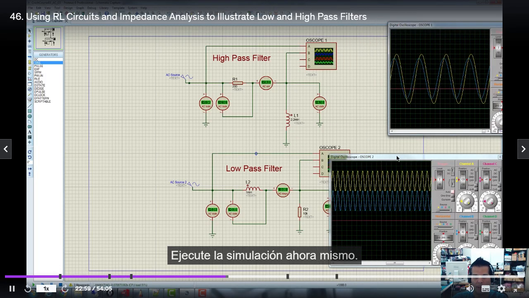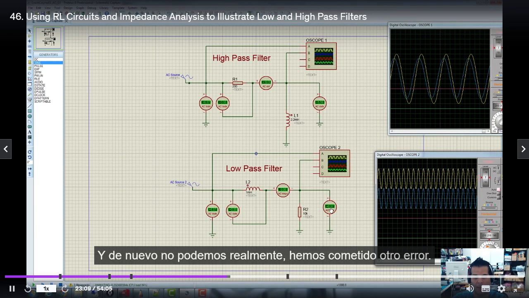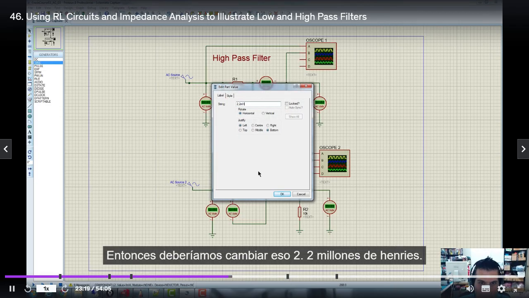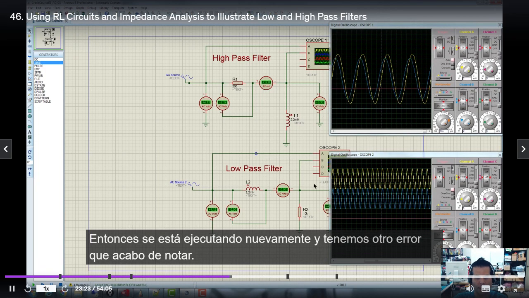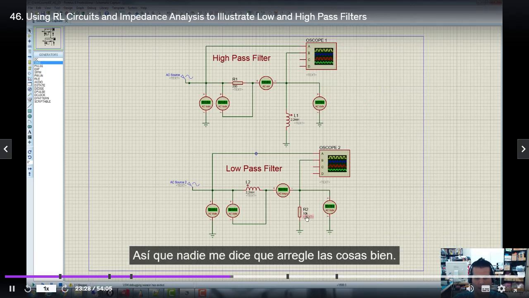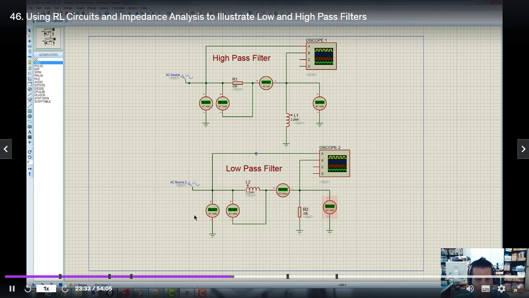All right, so now what are we getting here? This is decreasing now, right? So it's a little bit less. And again, we can't really, oh, we made another mistake. What's our mistake? This right here needs to be 2.2 millihenries. So we've got to change that, 2.2 millihenries. All right, so let's run it again. And we got another mistake, which I just noticed. So we made a lot of mistakes, and no one's telling me to fix things. All right, this needs to be 200 ohms. Okay, that needs to be 200 ohms.